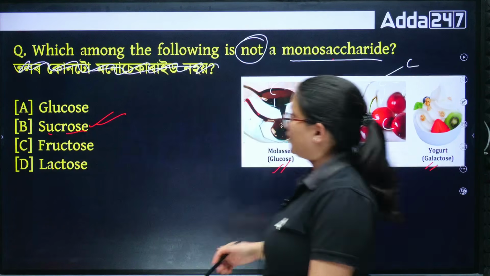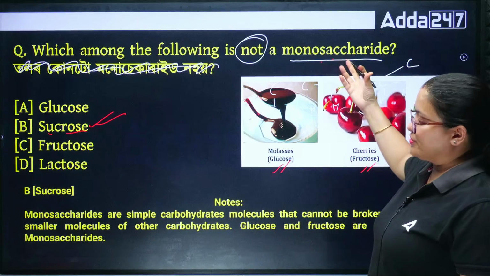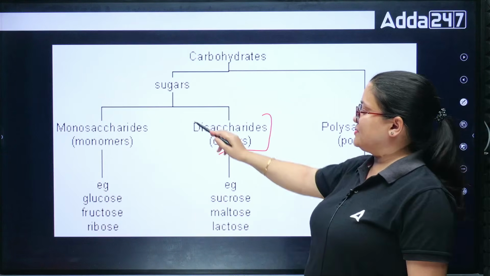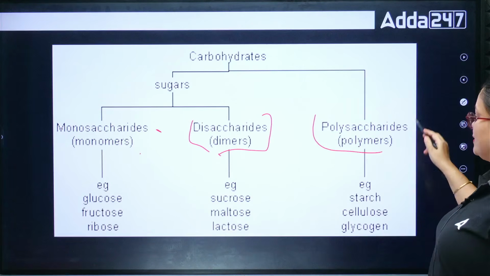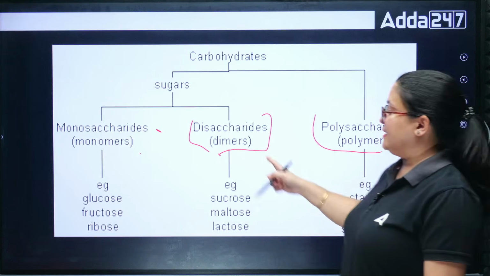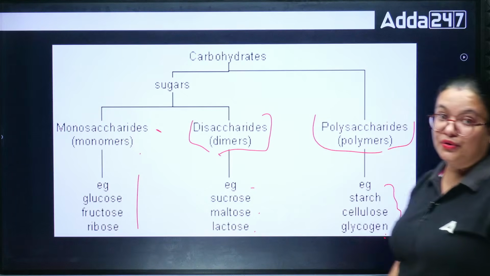Sucrose can be broken down into other smaller units. So it is not a single sugar unit, which means it is not a monosaccharide. Sucrose is a type of disaccharide. It is also known as a dimer, while monosaccharides are known as monomers, and polysaccharides are known as polymers. Examples are starch, cellulose, glycogen. These are all polysaccharides, while sucrose, maltose, lactose are disaccharides, and these are all monosaccharides, single units.